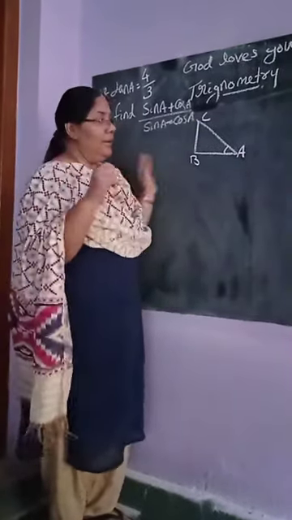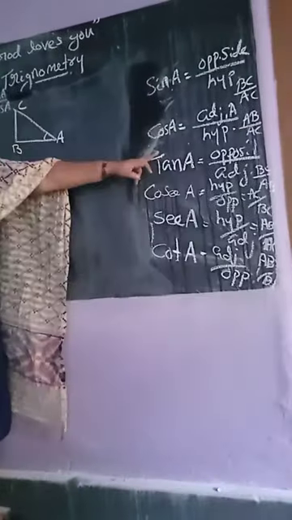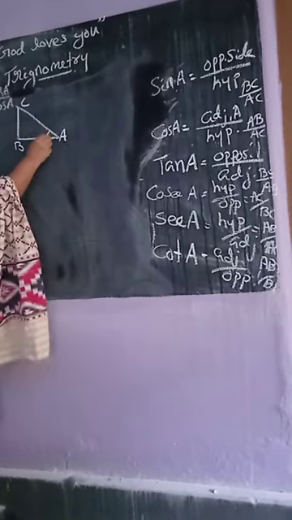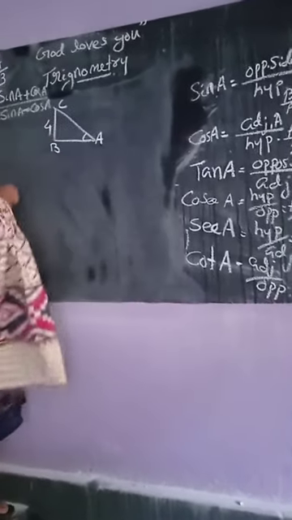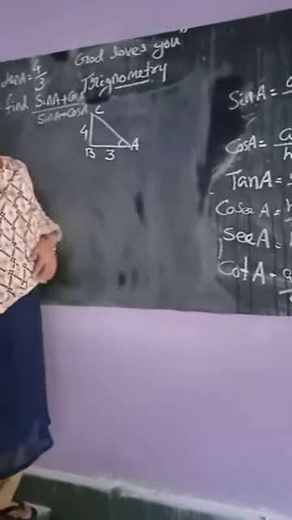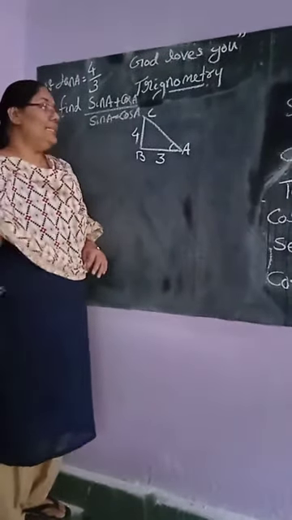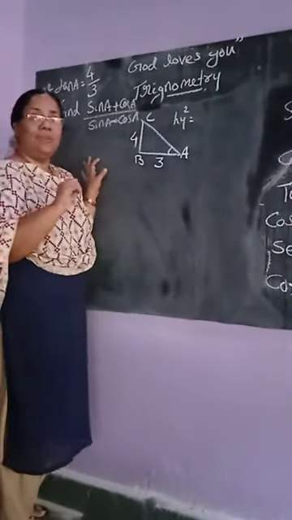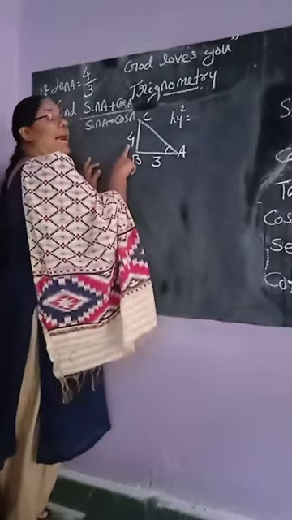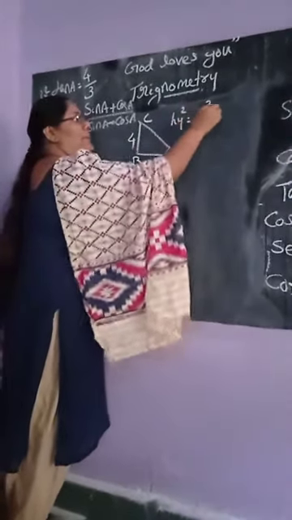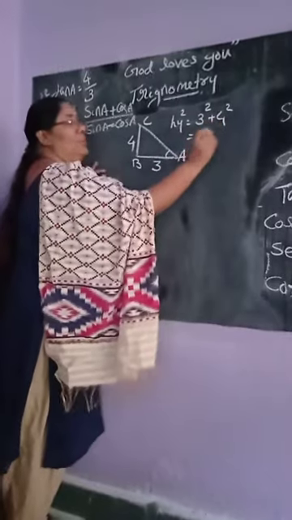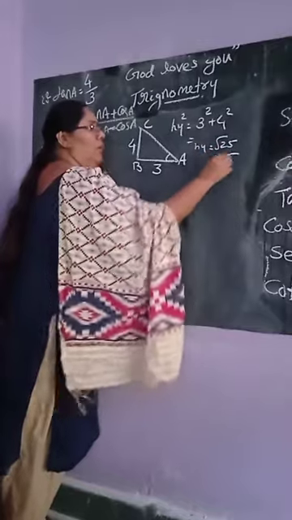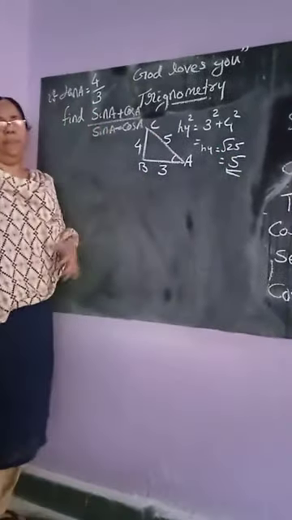What's the meaning? Tan A. Look here. What is tan A? Opposite by adjacent, where opposite is the opposite side of this angle A. If you take A here, this is the opposite side, 4, and the adjacent side 3. Opposite side and adjacent side given, therefore we can find hypotenuse square. What's the formula? Hypotenuse square is opposite square plus adjacent square. That is 3 square plus 4 square. 9 plus 16, 25. Therefore hypotenuse is equal to root 25 equal to 5. Right, here this is 5.